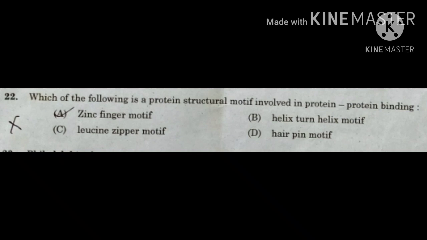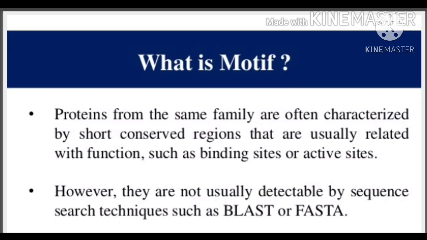The question is, which of the following is a protein structural motif involved in protein-protein binding? Option A, zinc finger motif. Option B, helix turn helix motif. Option C, leucine zipper motif. And option D, hairpin motif. Let us understand motif in brief. What does motif mean? The proteins from the same family have certain conserved regions, and these conserved regions act as a binding site or active site.